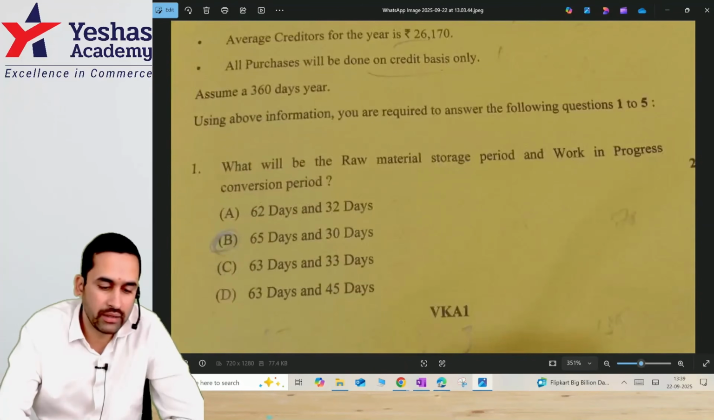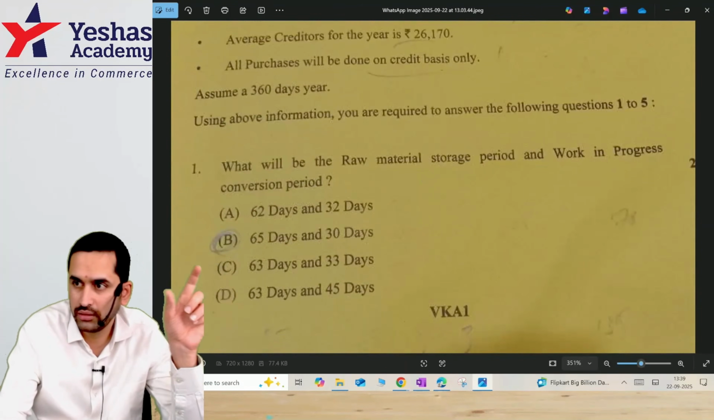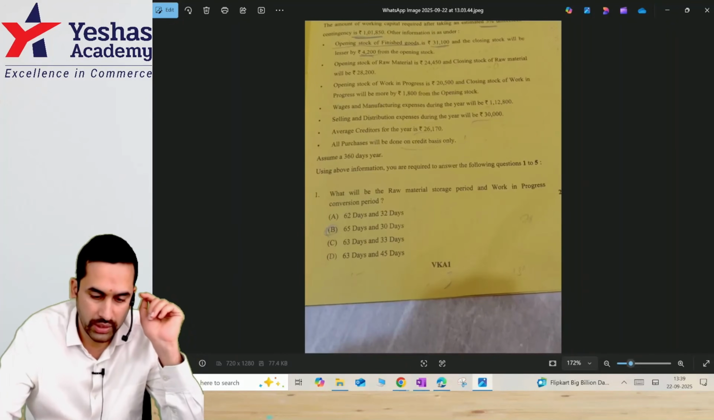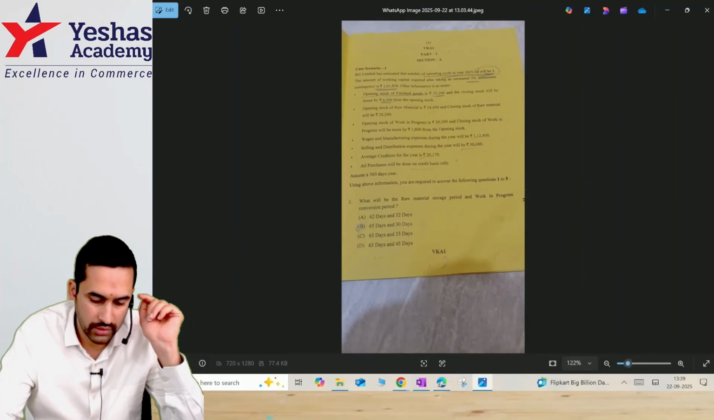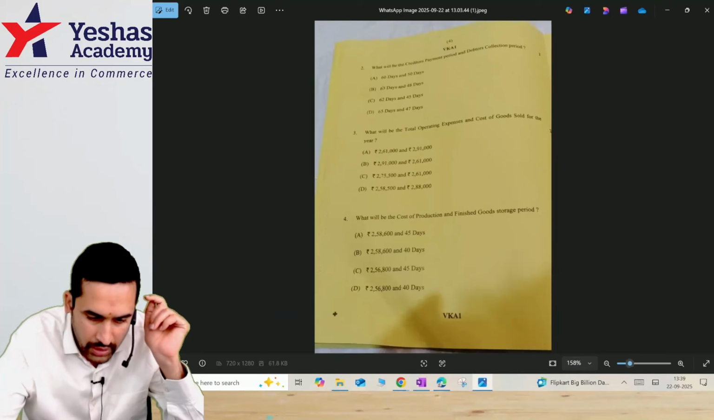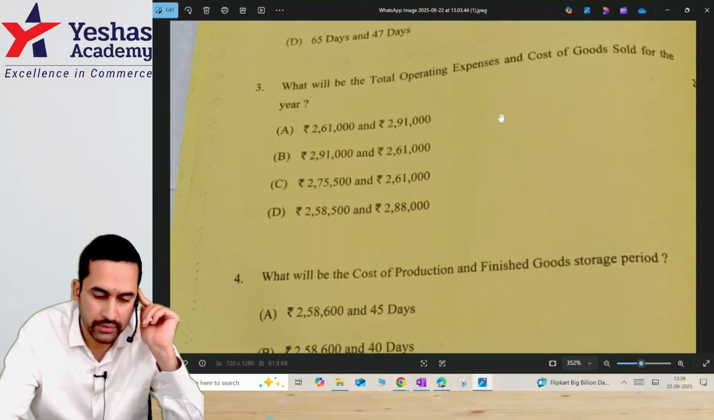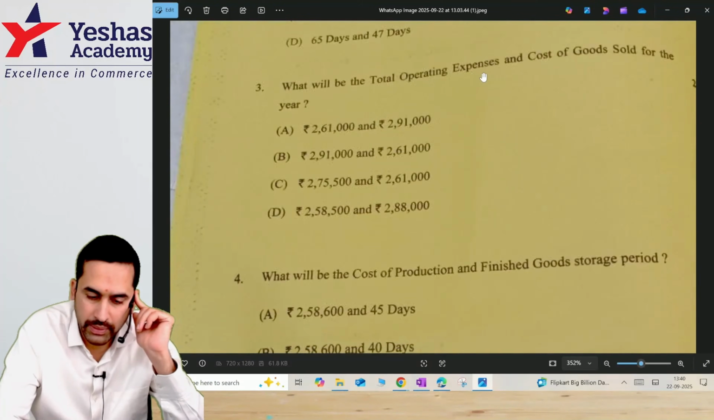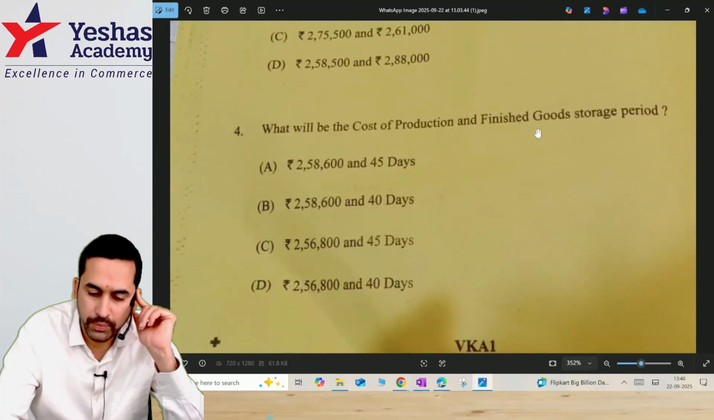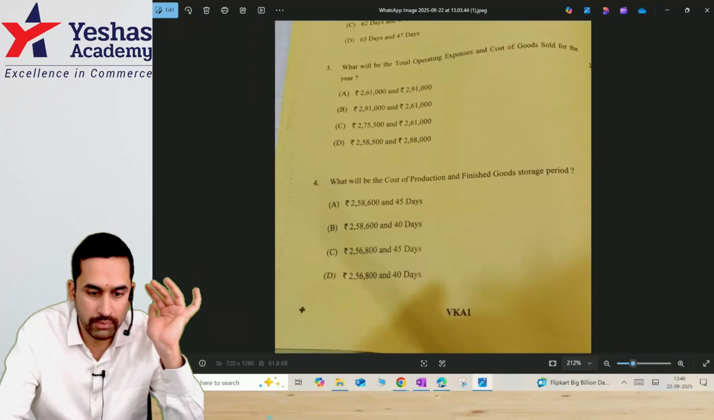Okay, and then RM period, WAP period. In the formula, average numbers you will take. Just a second. So this is second page. Creditor payment, debtor collection. Total operating expenses and cost of goods sold. And then cost of production and FG period. Basically, you have to solve it as a full 10-mark question.